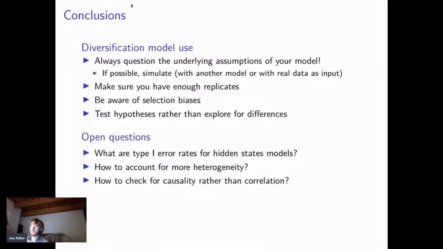There are also a few open questions. I still haven't seen a study, but maybe it has been published and I'm just not aware of it, that looks at the type 1 error rates for hidden states models. I also don't know how to account for more heterogeneity than what the hidden states models do, because hidden state models, as you've seen in the previous talks, give a number of hidden states, but variation in diversification rates could be more continuous than what these models actually allow.